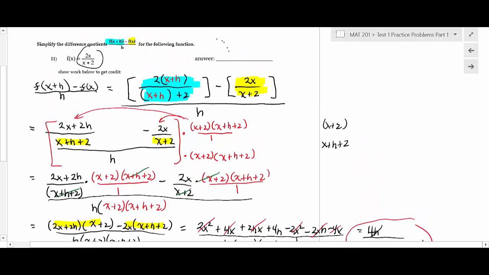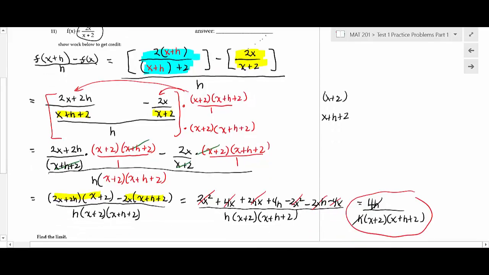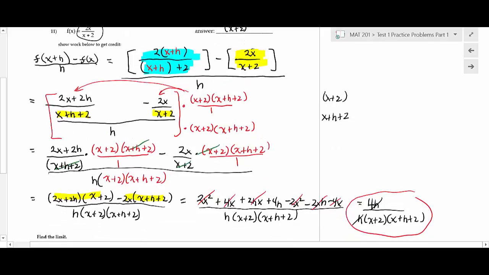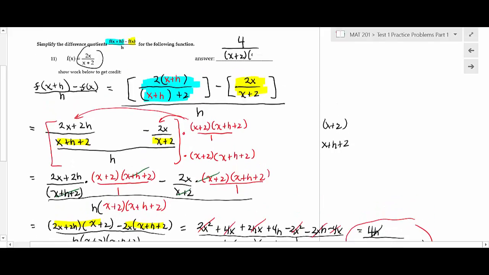Okay, so that answer is going to be written as, we just have a 4 in the numerator, and then in the denominator we have x plus 2, and then we have x plus h plus 2. Now we're not doing a limit, so don't let h go to 0. We're not doing the derivative on this yet. We're just simplifying the expression for this first example.